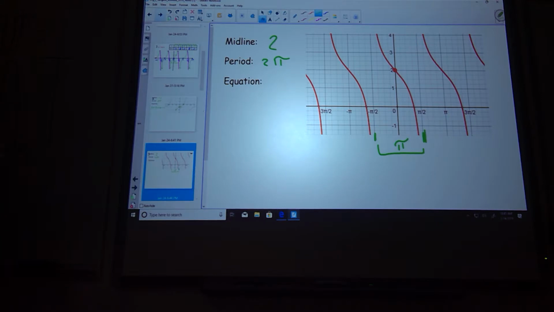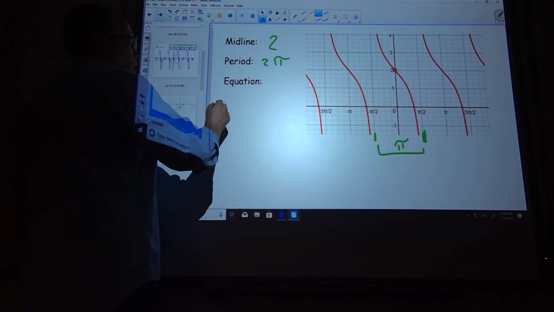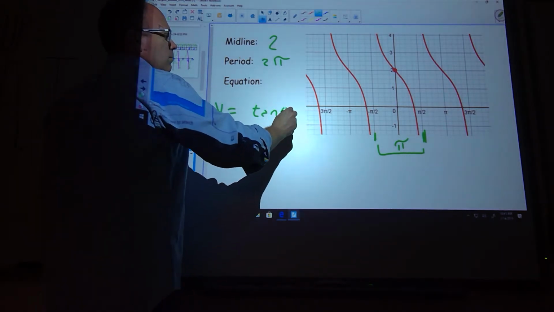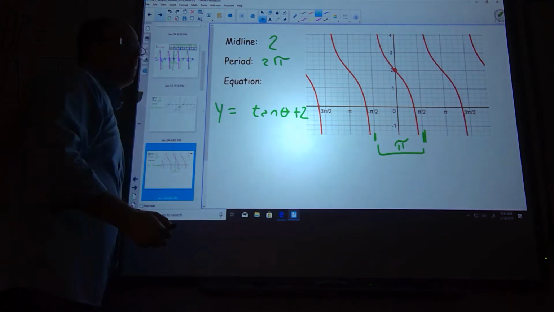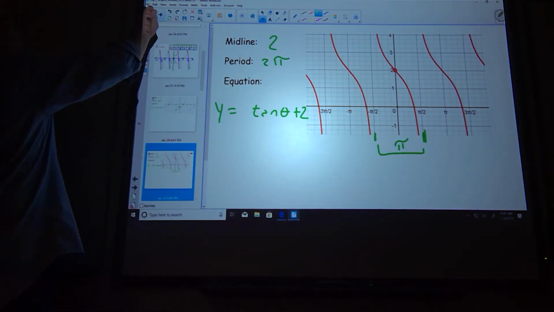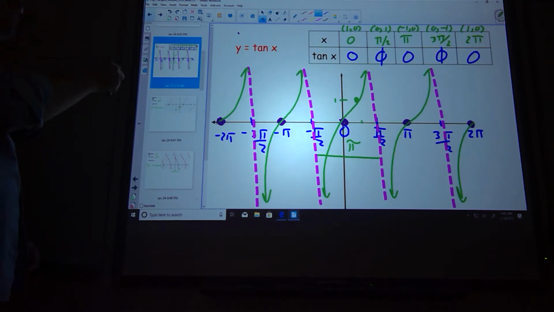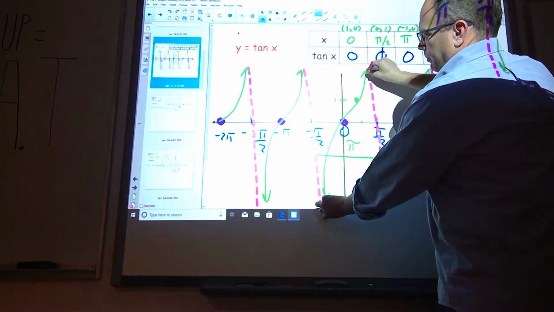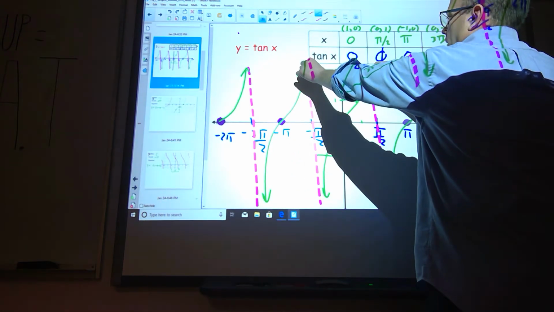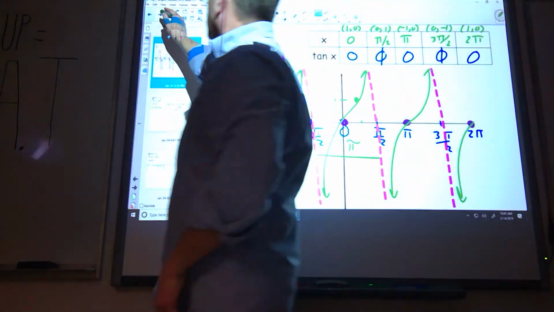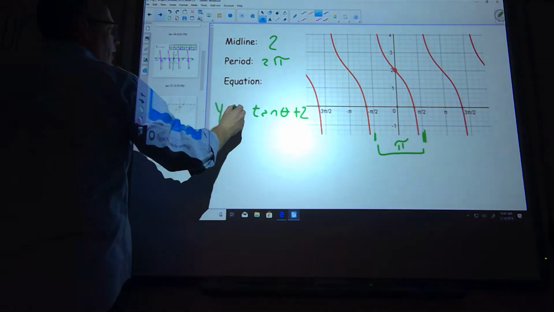Now my equation. Let's think about this. I'm going to have y equals something tangent theta plus 2. Does this graph go the opposite direction that this graph did? Yeah. So this point here, I'm going to move up here, and this point here, I'm going to move down here. So would it flip over my midline? Yeah, so it's got to be the negative right here.